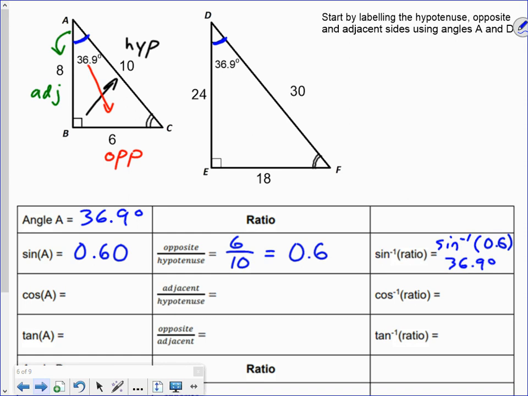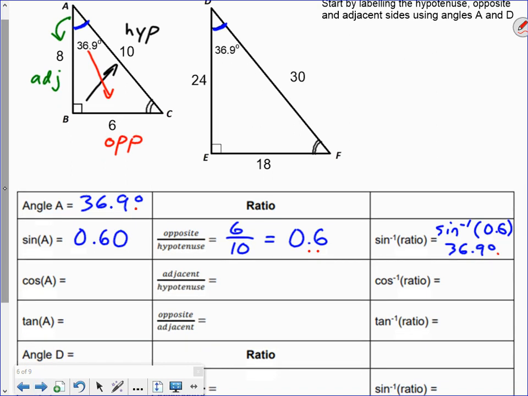So we can go from the angle. If we start from the angle, we can use the sine to figure out what the ratio is. And if we have the ratio, we can work backwards and figure out what the angle is using the inverse sine. Okay. We can do the same kind of thing for this cosine.